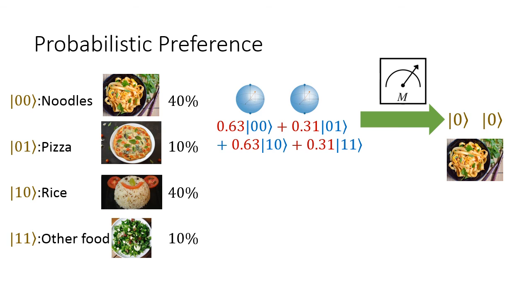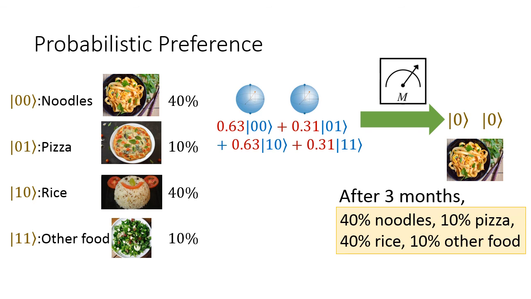And then Alice measured it. She will obtain noodles state, pizza state, rice state, and other food state probabilistically. For example, after 3 months, on average, 40% of the time Bob will eat noodles, 10% of the time he will eat pizza, 40% of the time he will eat rice, and the remaining time he will eat other food. So, Bob does not need to decide what to eat every day. Yet there will be some variation.